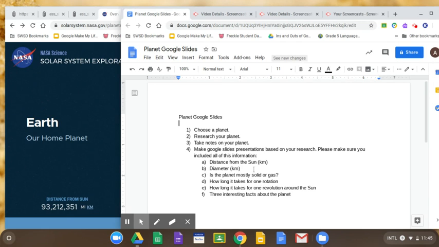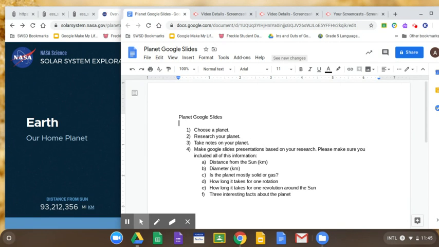So these are the different things you need to include. It says the distance from the sun in kilometers, the diameter, is your planet mostly solid or gas? How long does it take for one rotation? How long does it take for one revolution around the sun? And then 3 interesting facts about the planet.